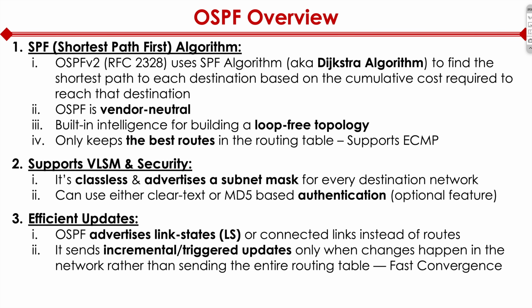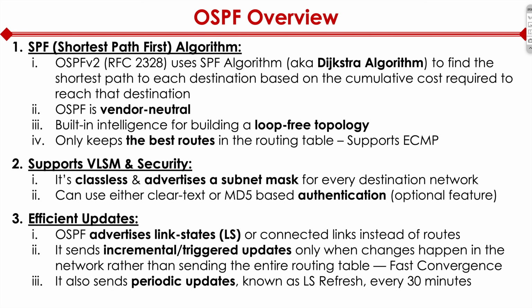OSPF sends incremental or triggered updates only when changes happen in the network rather than sending the entire routing table, and that allows OSPF to achieve really fast convergence, meaning when things change in the network, our network can very quickly adapt to that change. OSPF also sends periodic updates known as LS refresh, or link state refresh, every 30 minutes. And LS refresh contains a full routing table.